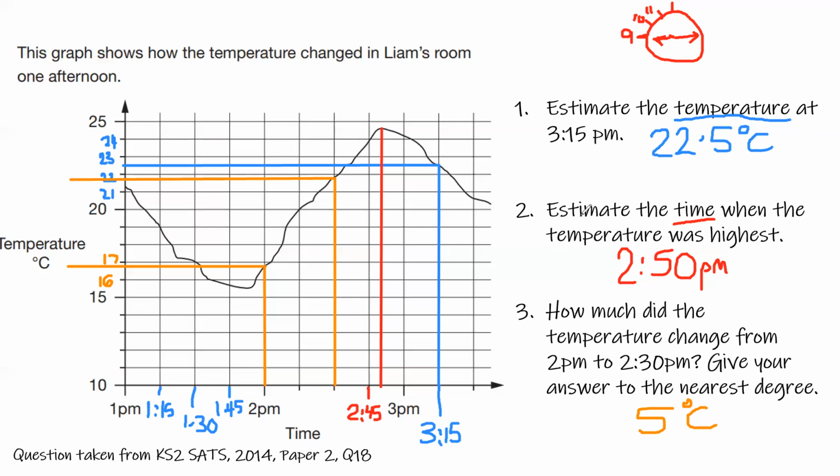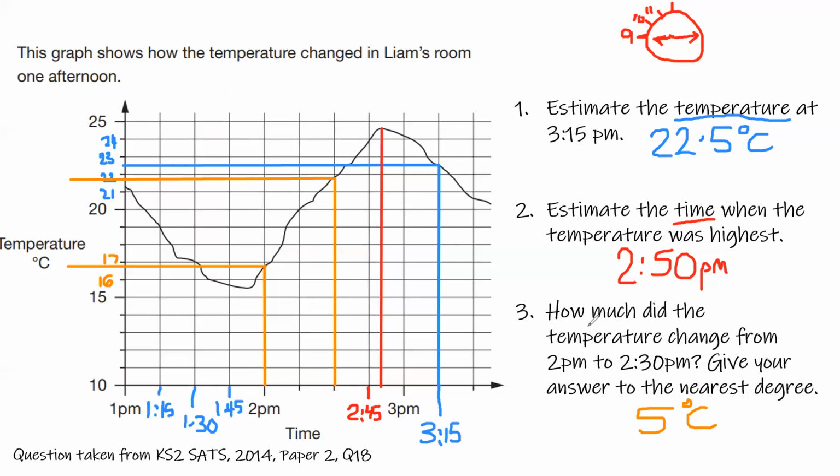Again, this second one, we've been asked to estimate the time. So we need to make sure that the answer that we've given is a time. So we've given our time as 2:50 p.m. It's a valid time. It is also a time. So we haven't given them a temperature, we've given them a time as we were asked. So again, it's very much a sensible time. Our graph goes from 1 p.m. to 3 p.m. to 3:30 p.m. So again, it makes sense that this is a reasonable answer.